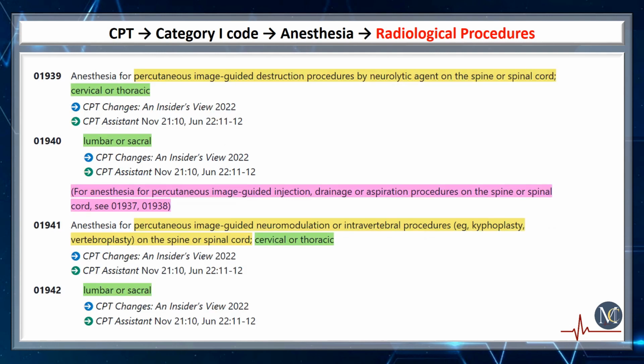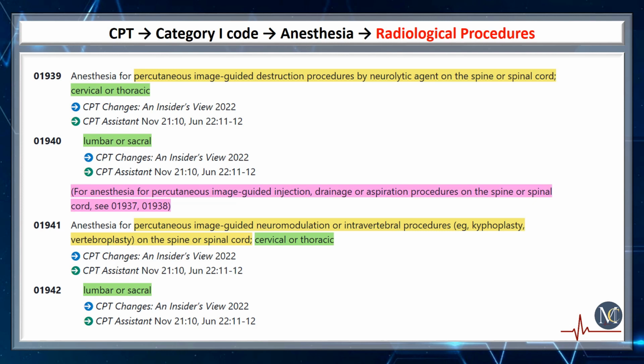Next code is 01939. Anesthesia for percutaneous image guided destruction procedure by neurolytic agent on the spine or spinal cord, cervical or thoracic. A neurolytic agent is used to destroy nerve tissue, typically to reduce pain or to block nerve signals. The provider performs anesthesia services for a patient undergoing percutaneous image guided destruction using a neurolytic agent of the cervical or thoracic spine or spinal cord region. Next code is 01940, lumbar or sacral. Same procedure as in 01939 but on the lumbar and sacral region.